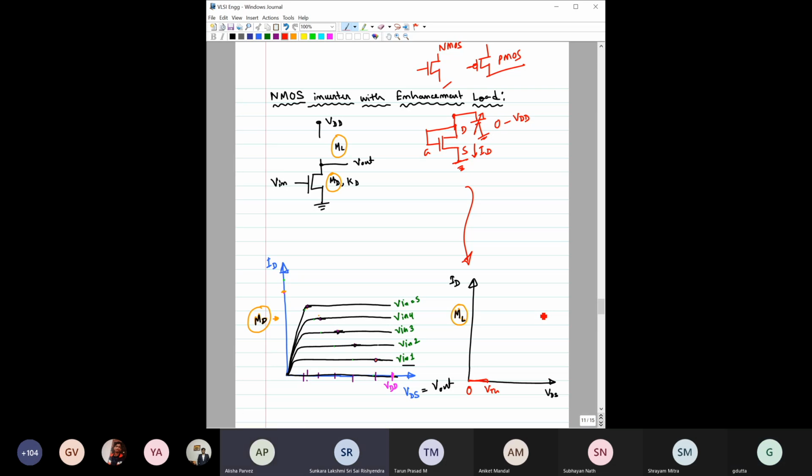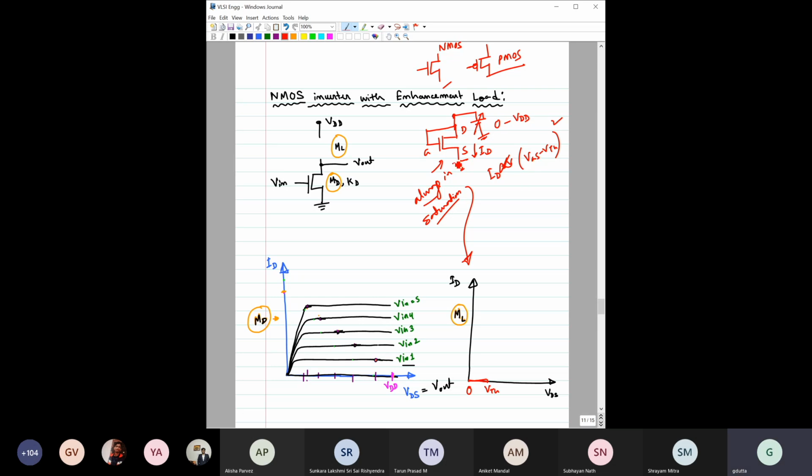If the voltage is greater than VTH, it is always in saturation. So VDS is equal to VGS. For this design, you see that this transistor is always in saturation, right? So if this transistor is always in saturation, then ID would be proportional to VGS minus VTH square, right?